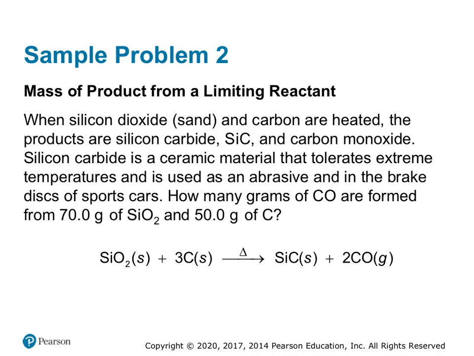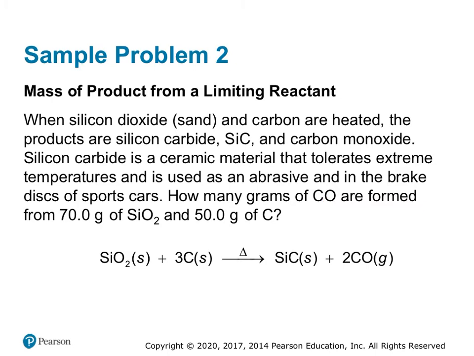So here's our problem. Silicon dioxide, which is sand, and carbon are heated. The products are silicon carbide and carbon monoxide. Silicon carbide is a ceramic material used as an abrasive and in brake discs. The question says, how many grams of carbon monoxide are formed from 70 grams of silicon dioxide and 50 grams of carbon? Because I'm given the amounts of 2 different reactants, I'm going to have to use 2 different equations and find the amount of carbon monoxide.